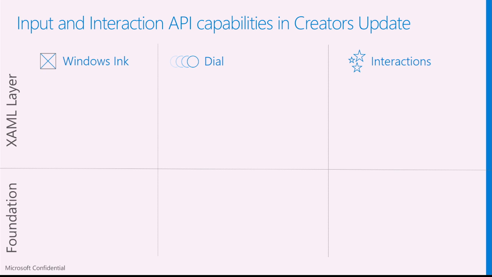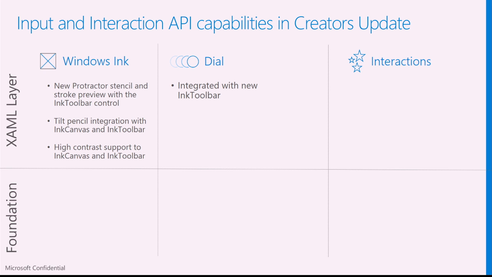So Windows Ink, first of all. This is awesome. I think many people that saw the Anniversary Update will be aware of our ruler control, where I get this virtual ruler and I can draw nice straight lines. We're now bringing a protractor version. So if you like angles and circles, the protractor tool is there to help you. And as a developer, it's virtually no code. It's just a little bit of markup that you add to get the protractor. We're also adding support for a pencil with tilt support so that you can do this beautiful shaded pencil effect. And on the dial side, we're taking the dial control and integrating it into the ink toolbar.